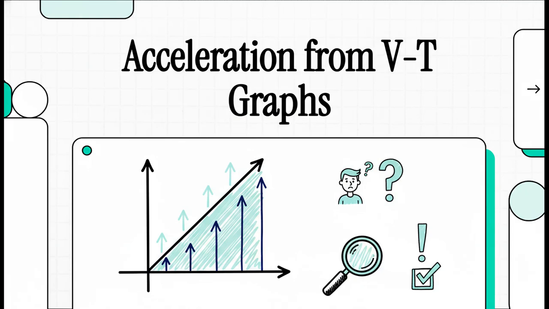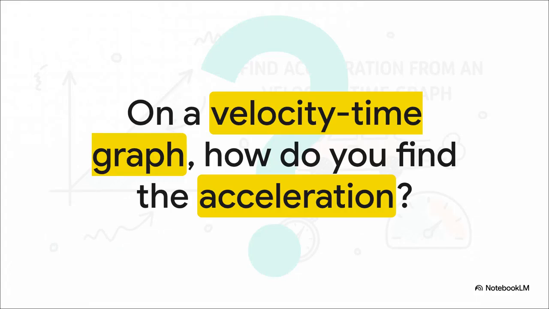Hey everyone! So if you're working your way through AP Physics 1, you've seen a million of these velocity time graphs. But there's this one really common trap that's so easy to fall into. Today, we're going to clear all that up and show you exactly how to find acceleration the right way. Let's dive in. Okay, so you get a graph just like this on a test.